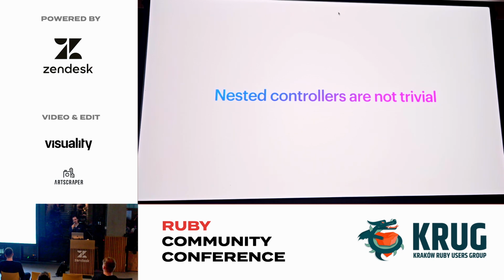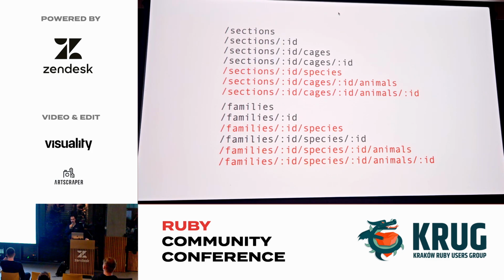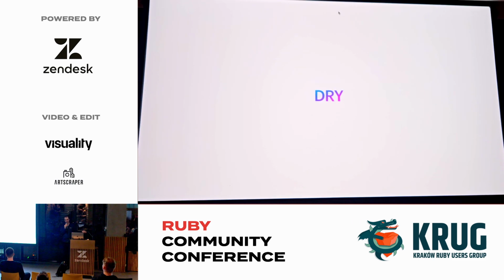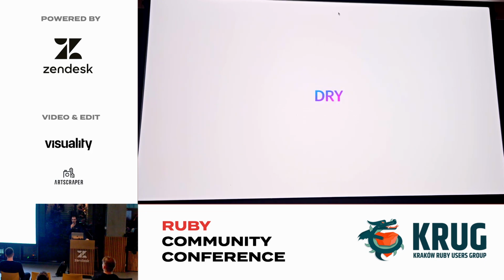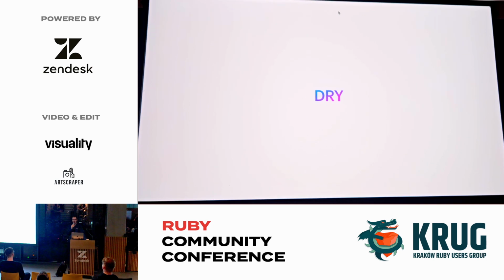By saying nested controllers aren't trivial, I mean that you could have these red marked endpoints, and as you see, they have different parents. Species can have the parent of the section, but also families. Same with animals under cages or species. You want to do DRY, don't repeat yourself, and you don't really want to have separate controllers for that. Obviously, you can do that. You can specify your own controllers manually and have different kinds of logic to retrieve data there. But I was thinking about how to avoid it.